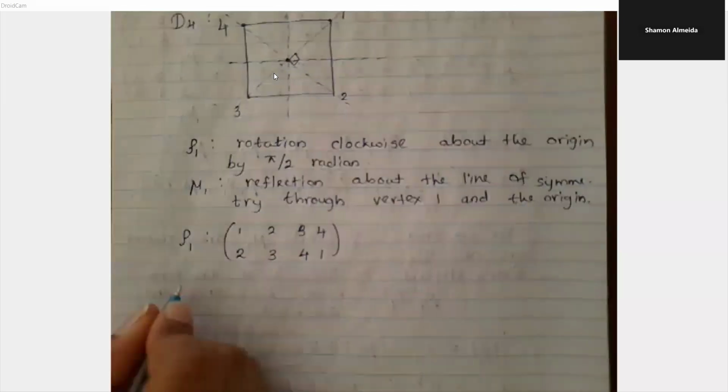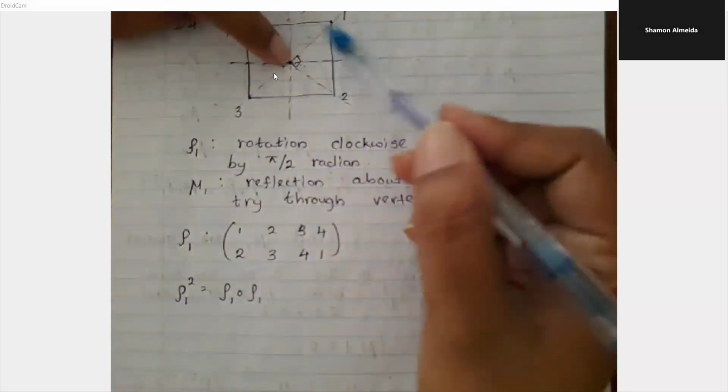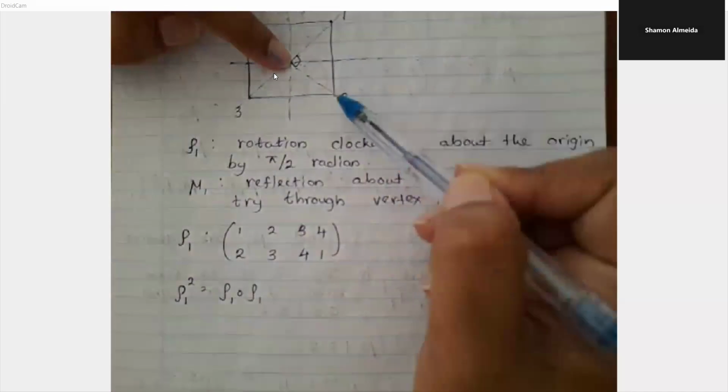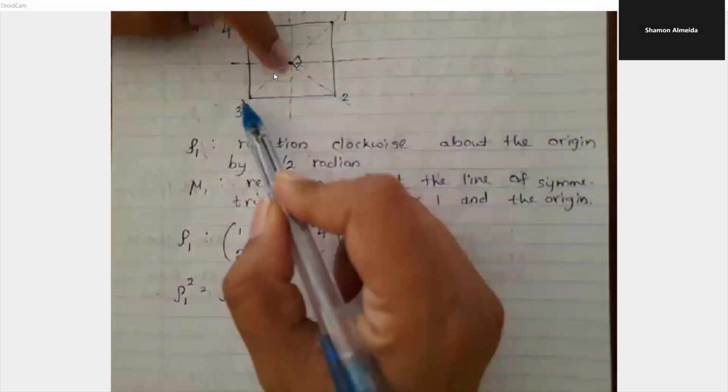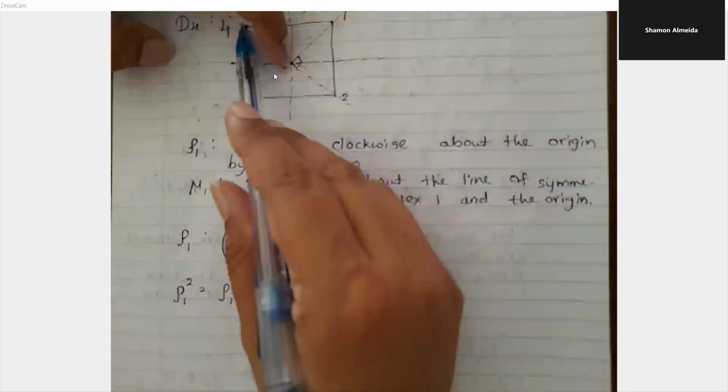Now see, when I calculate row 1 squared, that means row 1 composite row 1. What does this actually mean? This means you start with this original square, where vertex 1 is over here, rotate it by an angle of pi over 2, then again rotate it by an angle of pi over 2. So all in all, we are actually rotating this by an angle of 2 times pi over 2. In other words, by an angle of pi radian. So 1 will go all the way to 3, 2 will go all the way to 4, 3 will go all the way to 1, and 4 will go to 2, right?